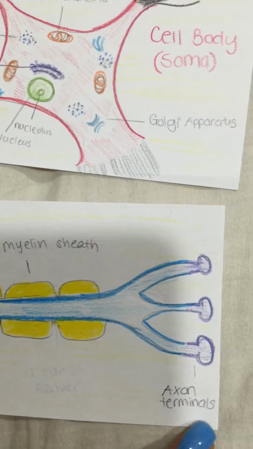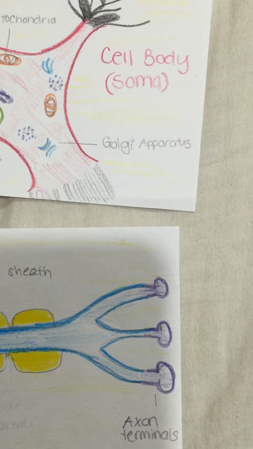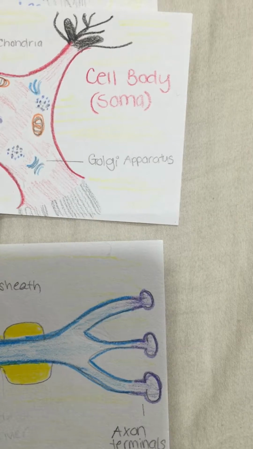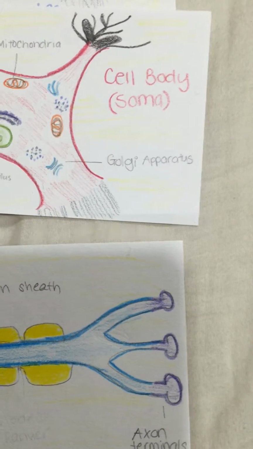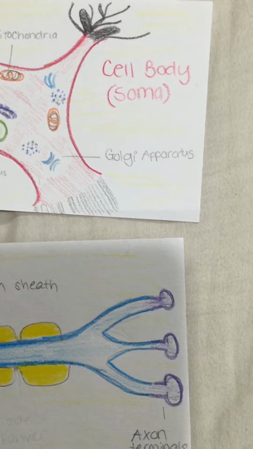Next is the axon terminals, and this conducts electrical signals to a nerve synapse, so that transmits impulses from one neuron to the next.